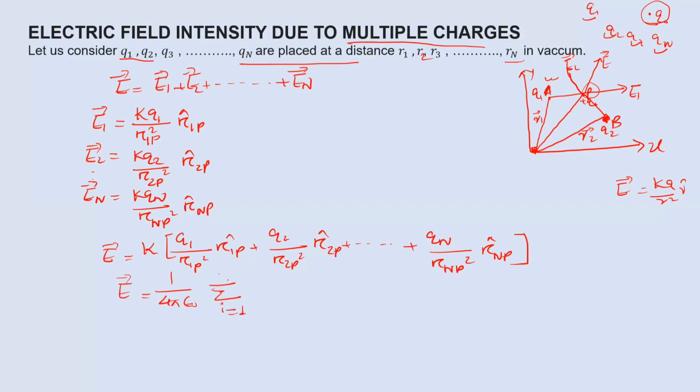Summation i equals 1 to n, because the test charge at point P will be constant, the same charge for all. So here you will write Qi, where i goes from 1 to n, and here you have Qi by RiP square, R cap iP. So this is your formula for electric field intensity using the superposition principle. So this is how you can calculate. Once you understand the superposition principle, it's very easy for you.